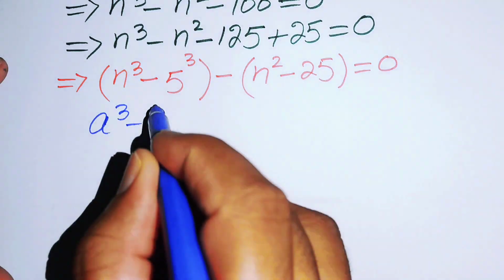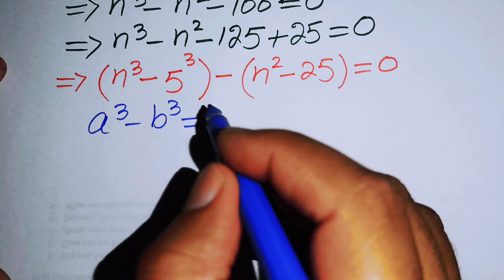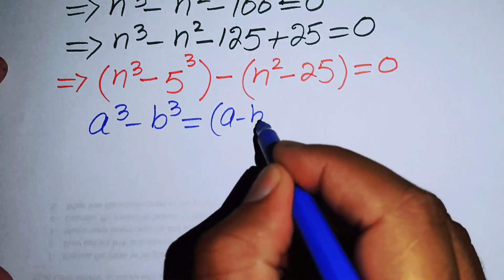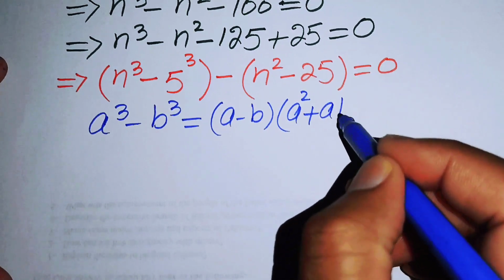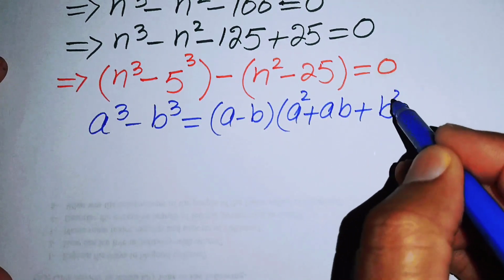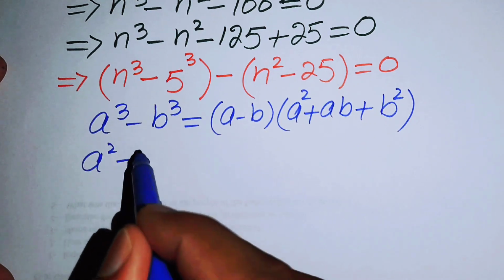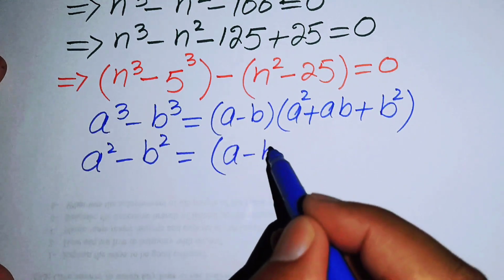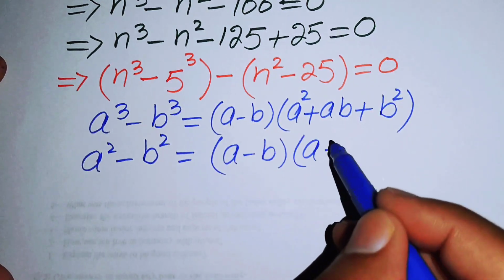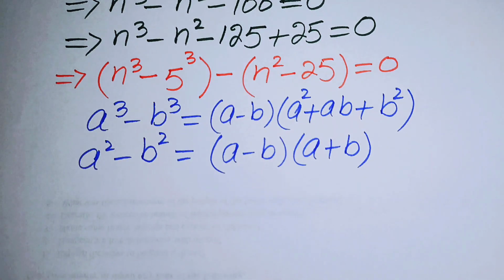You know that a cubed minus b cubed equals a minus b times a squared plus ab plus b squared. Similarly we have the square formula, a squared minus b squared, which equals a minus b times a plus b. Now first I can use the cubic formula in the first term.